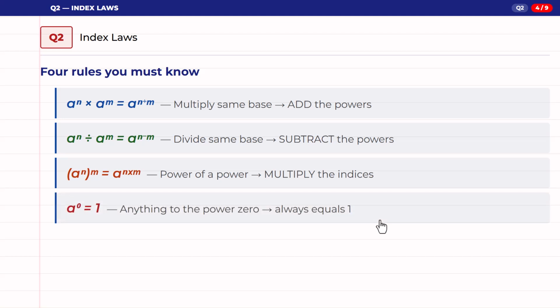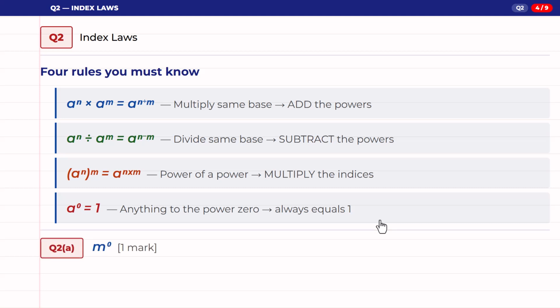Rule 4, the one students forget most often: any non-zero value raised to the power 0 equals 1. Proof: a cubed divided by a cubed equals a to the power 0 by rule 2, but also equals 1. Therefore a to the 0 equals 1.